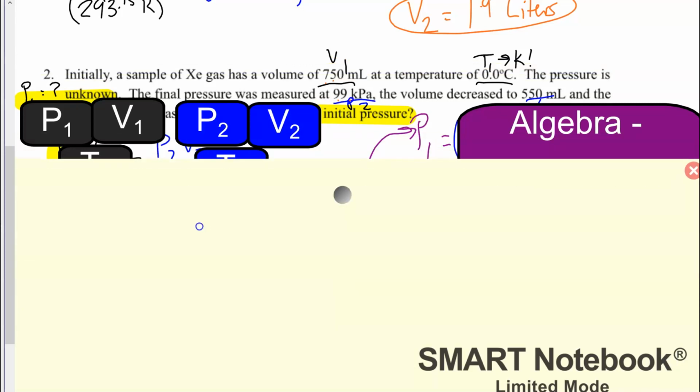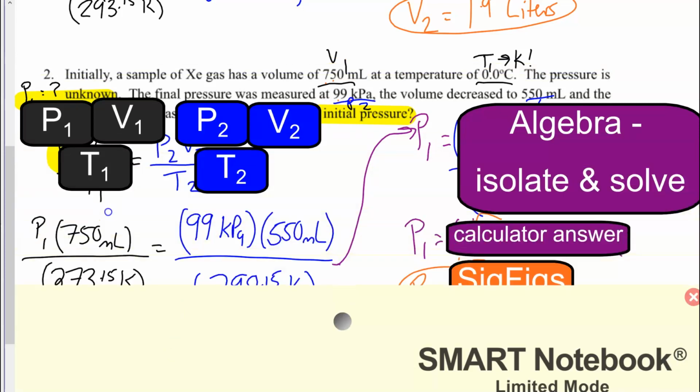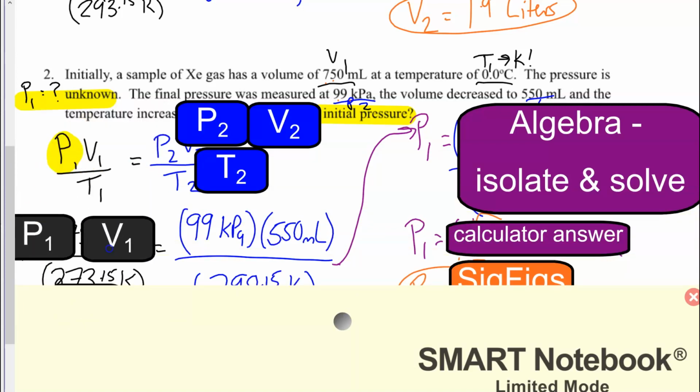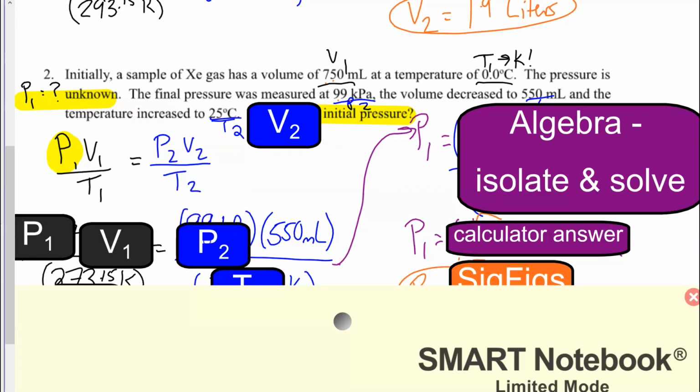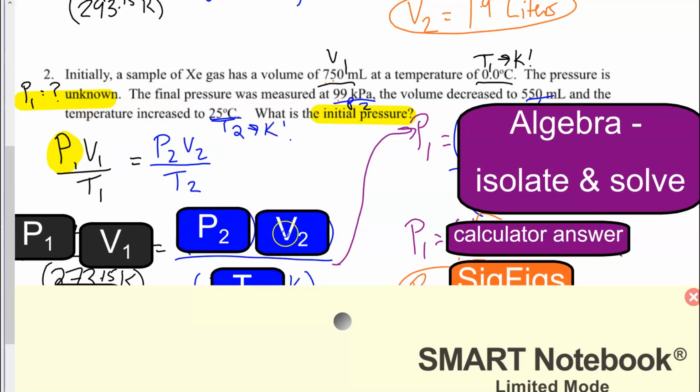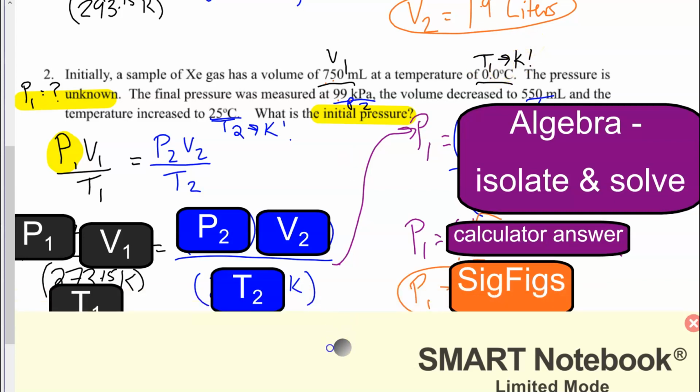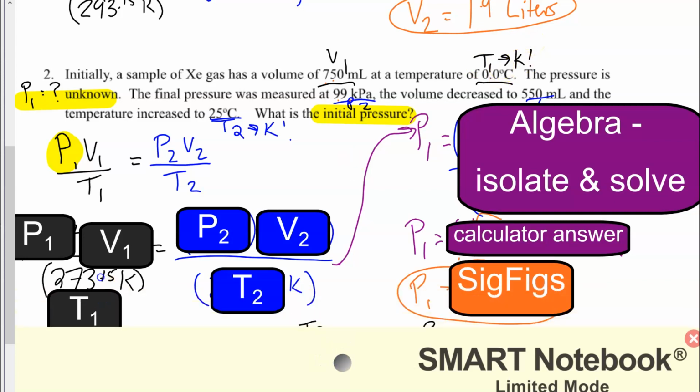Initially, a sample of xenon gas has a volume of 750 milliliters. Now notice that we're in mils, not in liters here. And a temperature of 0.0 degrees Celsius. Make a note, that's T1, we've got to convert to Kelvin. To convert to Kelvin, we just add that 273.15 to 0, and we'll get 273.15. The pressure is unknown, so P1 we don't know, we're solving for P1.